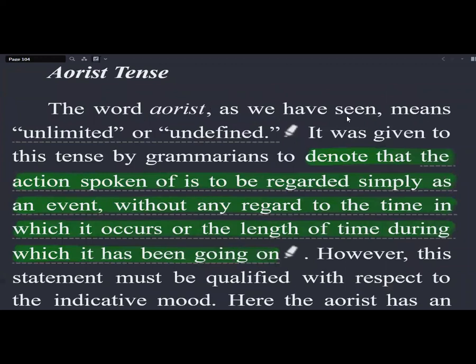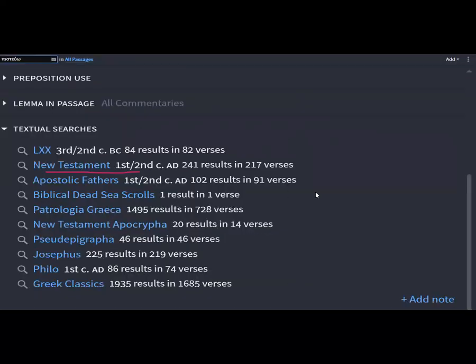The word aorist, as we have seen, means unlimited or undefined. It was given the tense by grammarians to denote that the action spoken of is to be regarded simply as an event without any regard to the time in which it occurs or the length of time during which it has been going on.